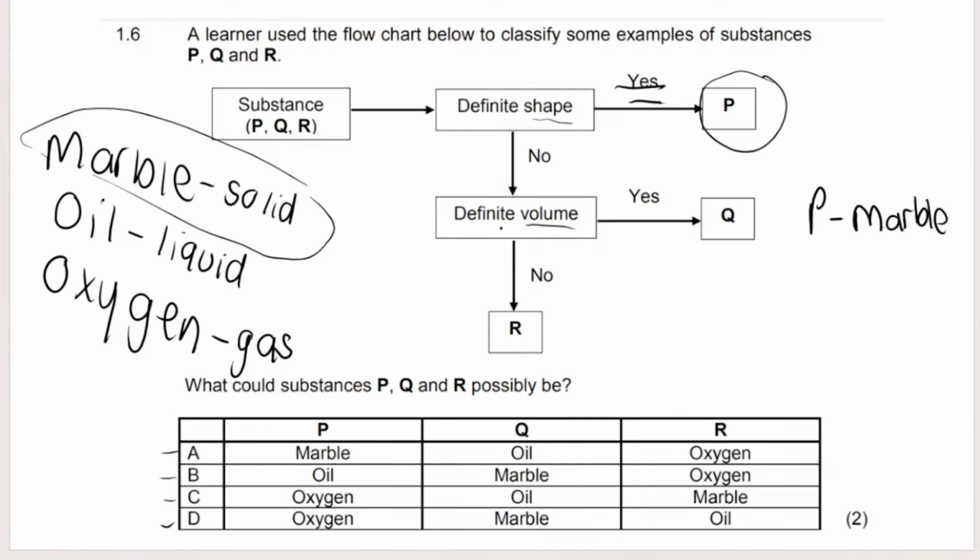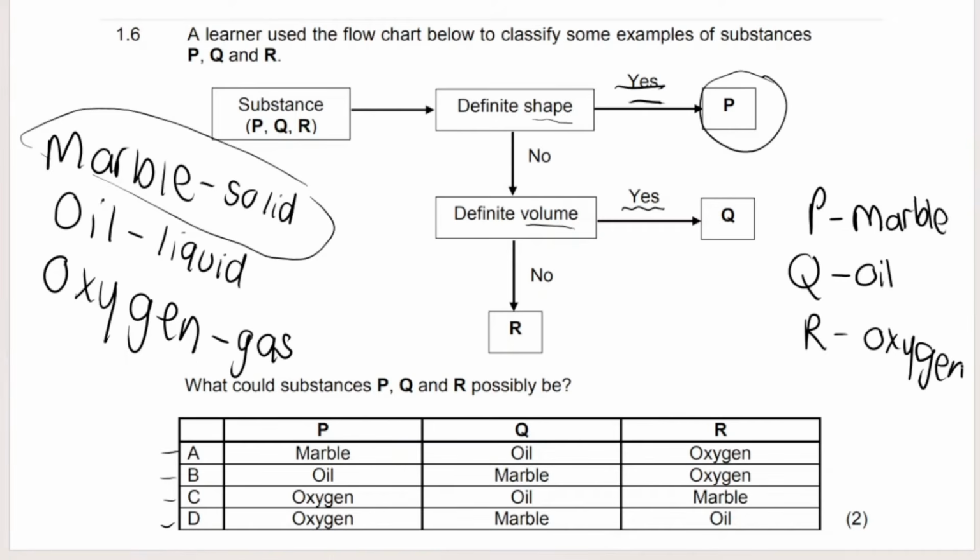We know that gases don't have a definite volume. They occupy whatever volume they are in. If I empty a gas into a room, it'll occupy the entire room. If I empty a gas into an open space, it would just occupy that entire space. But liquids have a definite volume. So definite volume, yes, means Q is a liquid, and that means Q is oil. Definite volume, no, means R is my gas, so R is oxygen.